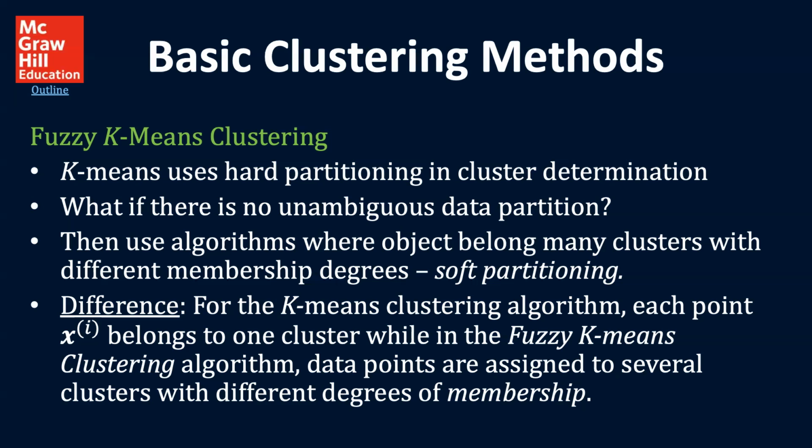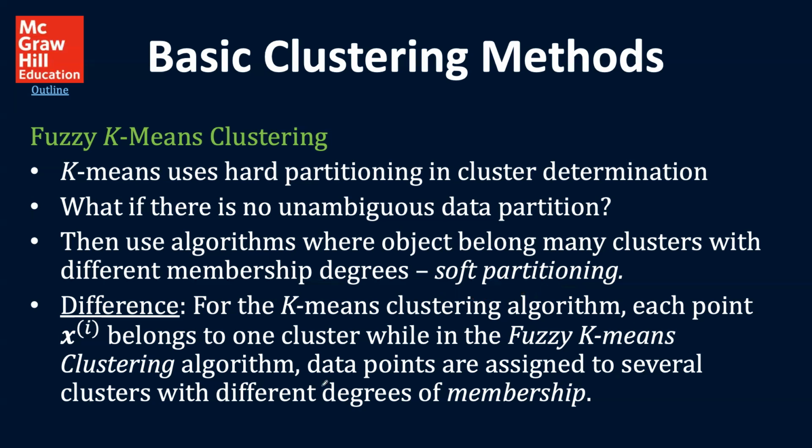K-means uses hard partitioning and cluster determination, so it's either one or not. But what if there is no unambiguous data partition? Then we want to be using algorithms where the objects belong to many clusters with different membership degrees. And so we have this idea of soft partitioning. In K-means clustering algorithms, each point xi belongs to one cluster, while in fuzzy K-means clustering algorithms, data points are assigned to several clusters with different degrees of membership.